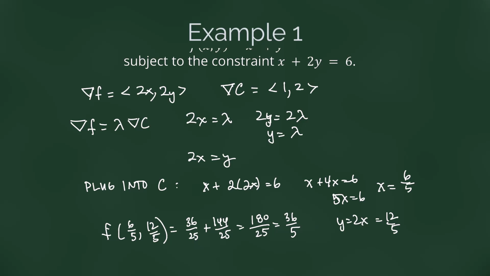36/5. And notice that as x and y get larger, x squared plus y squared gets much, much bigger than 36/5. So this is actually a minimum value. It won't get any smaller than that on that curve. And it has no maximum value on the line x plus 2y is equal to 6.